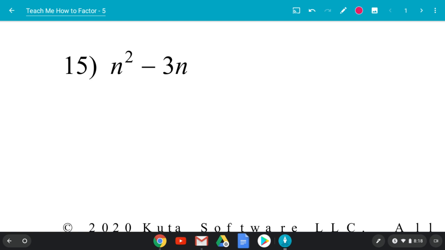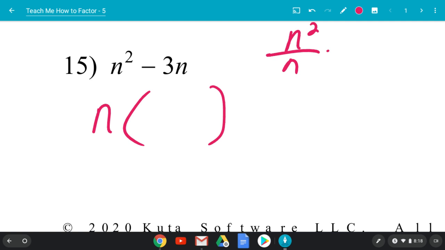By a show of hands, how many people think this one looks funny? It does. It's missing parts. But it doesn't change the process. Is there a GCF? Yes. What is the GCF? N. So I can pull out an N. So then I'm thinking to myself, N squared divided by N is N. And then negative 3N divided by N is negative 3. Done.